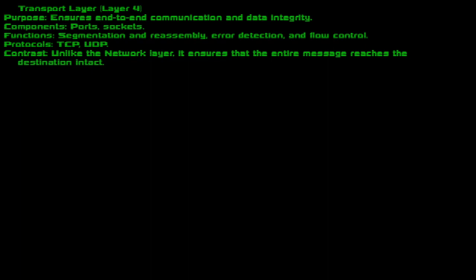Transport layer, Layer 4. Purpose: ensures end-to-end communication and data integrity. Components: ports, sockets. Functions: segmentation and reassembly, error detection, and flow control. Protocols: TCP, UDP. Contrast: unlike the network layer, it ensures that the entire message reaches the destination intact.